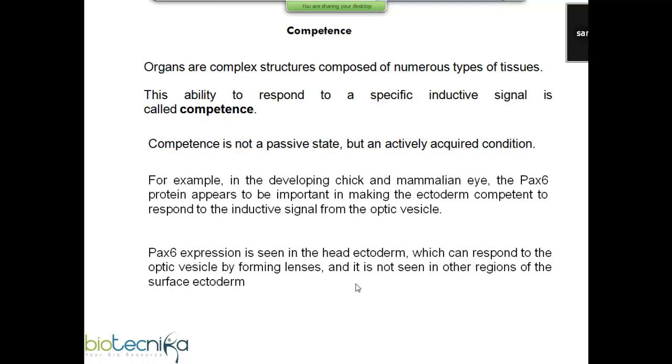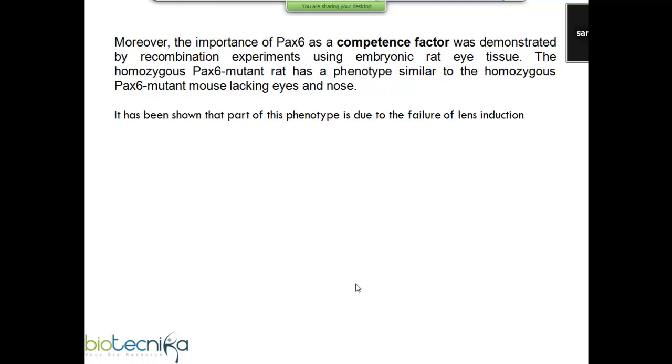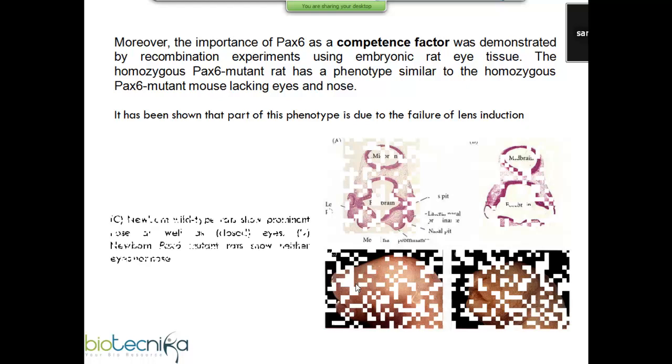So some deaf and dumb people may be mutated in the PARC6 gene, because they have the cells for the production of that thing, but they are not able to respond because the PARC6 is totally mutated. Moreover, this PARC6 is a very important competence factor. If it is mutated, just see the picture.